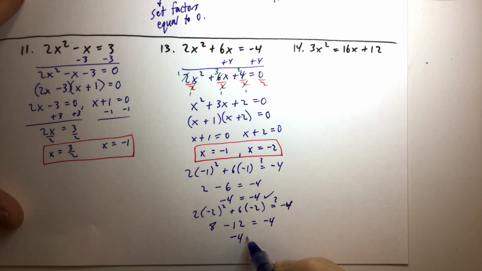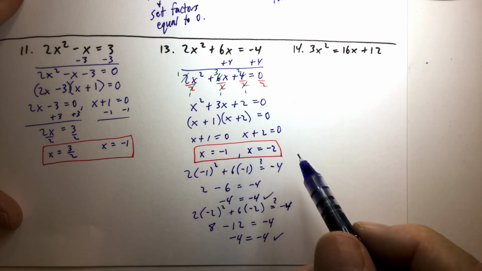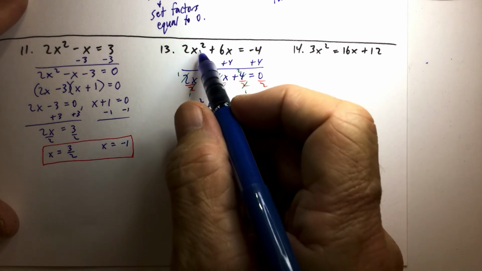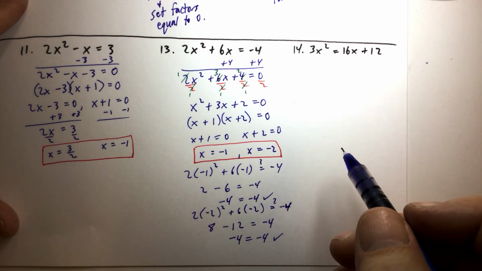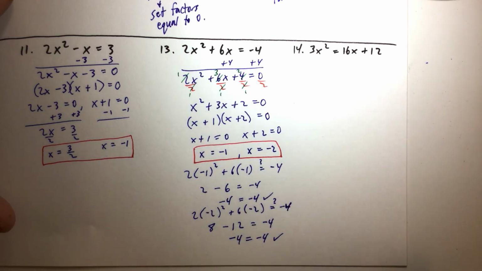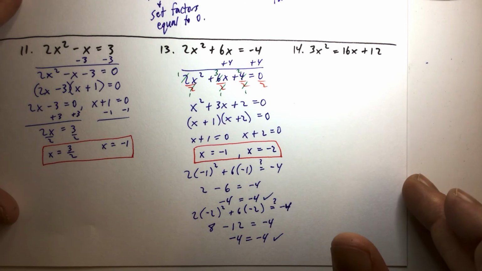If you tried to replace x with anything but negative 1 and negative 2, you would be unsuccessful. You would see that any other real number would make this equation false. But if you replace x with either of these two real numbers, you would get a true equation.